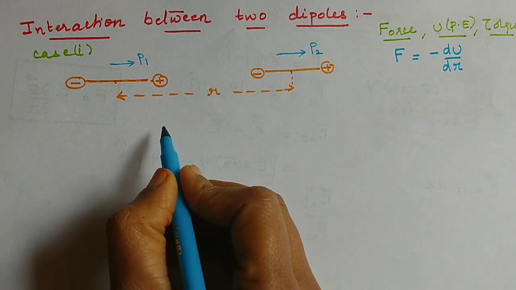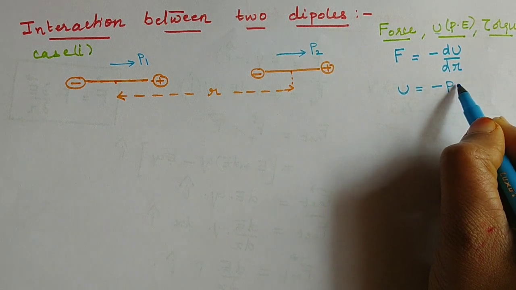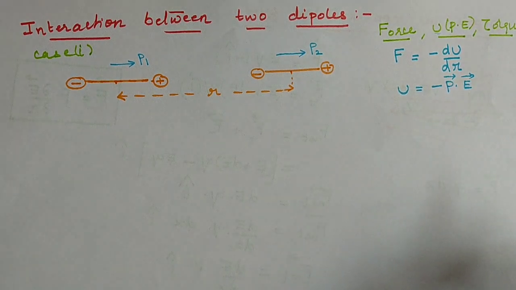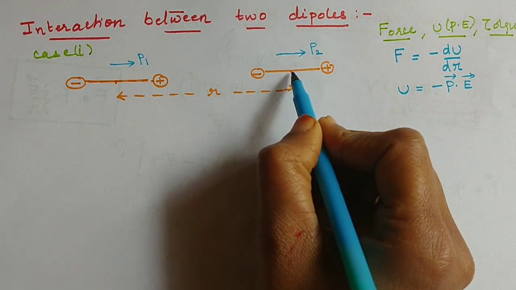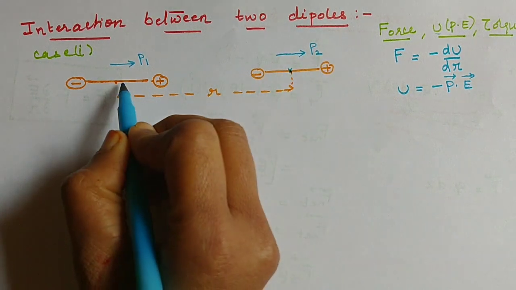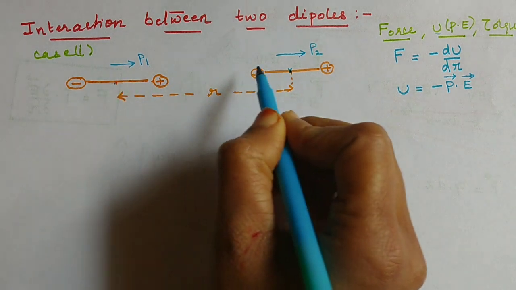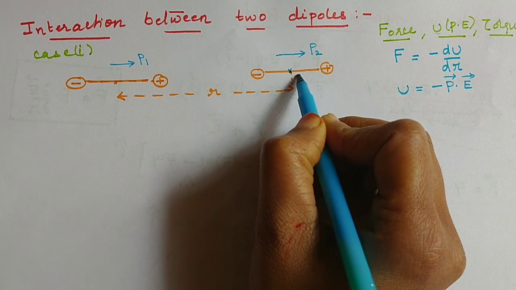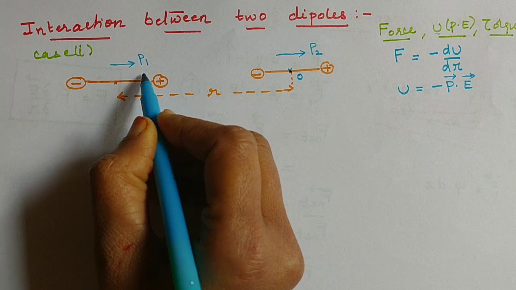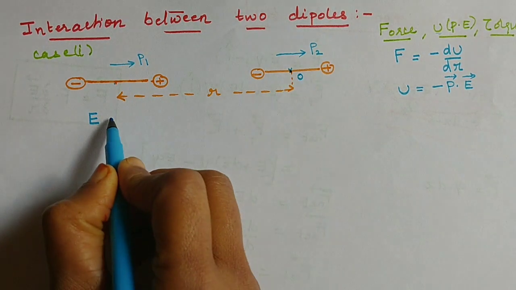Just now I told you that the potential energy of a dipole is given by the relation minus P dot E when you place it in an external field. Now assume that this is a dipole whose dipole moment is P2, which is in the field produced by P1. So the field of P1 at this particular point, I'll call this point O. It is an axial line for the first dipole. So I'll find out the field acting at the point O.